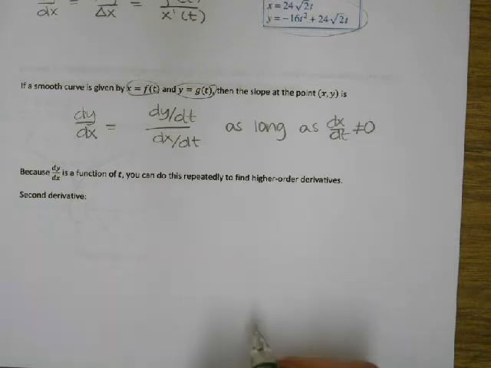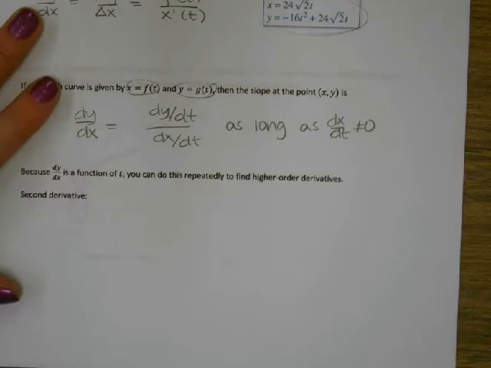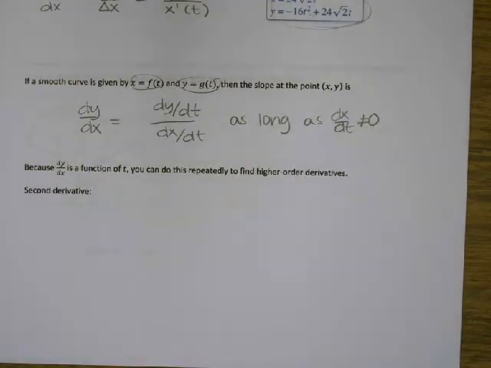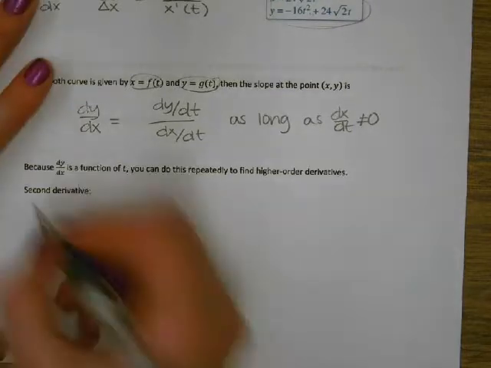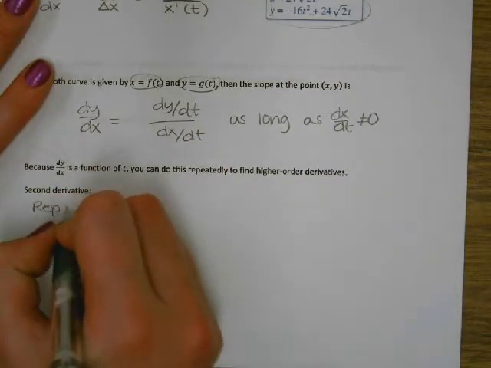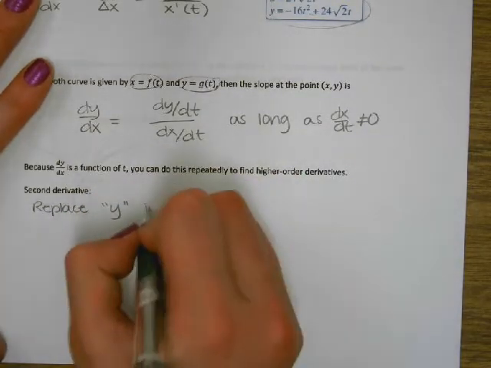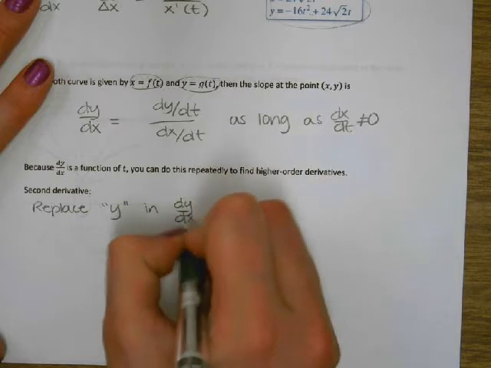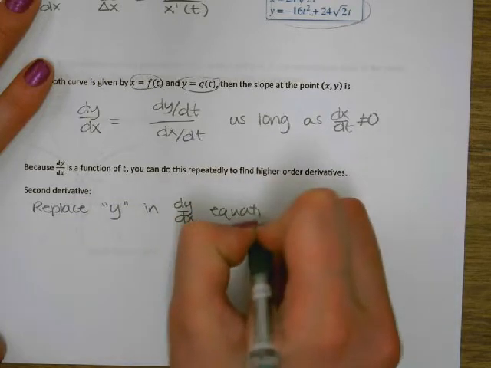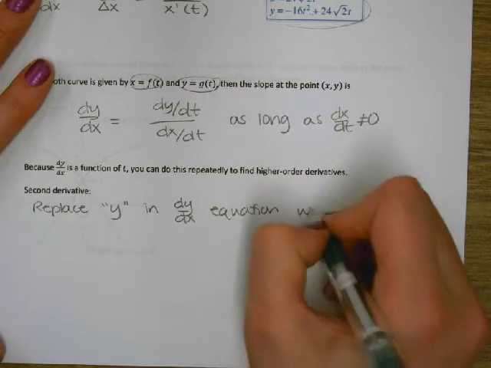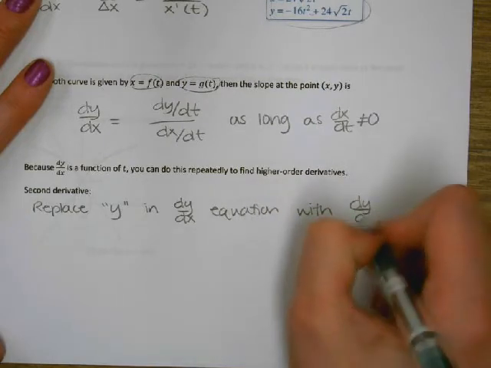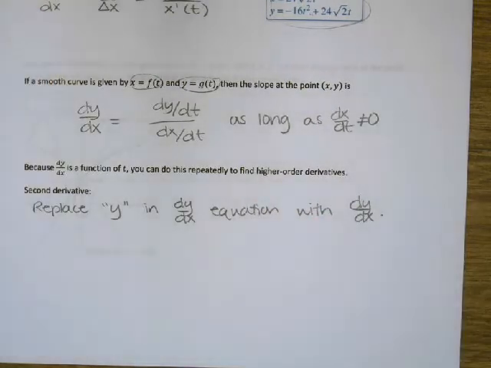All right, so next we want to say, how could we find the second derivative? Since dy/dx is a function of t, you can repeatedly do this process to find higher order derivatives. So what we're going to do is replace y in the dy/dx equation with dy/dx.